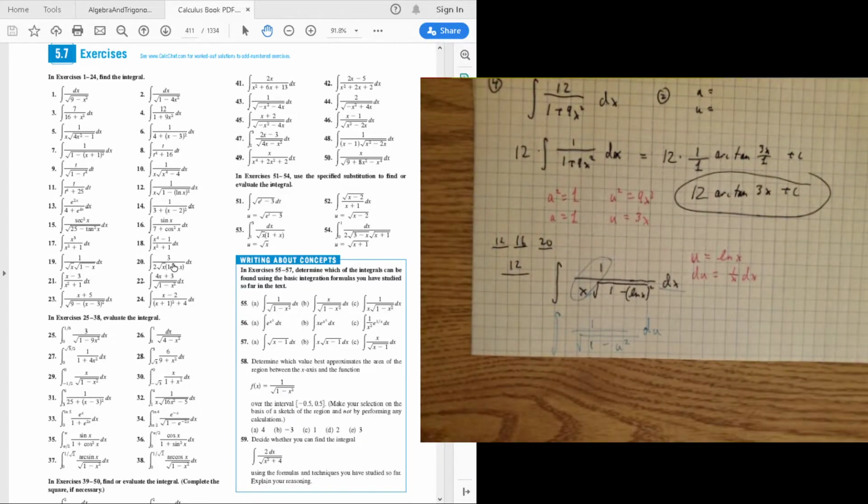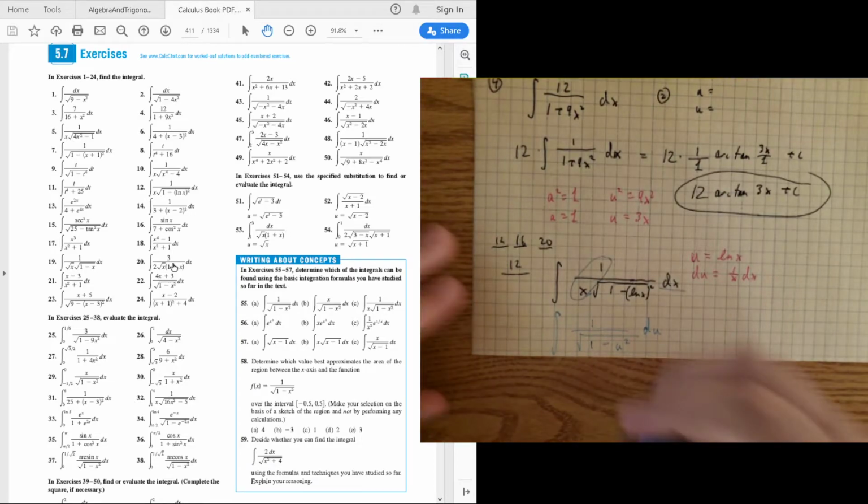Like so. Oh, that's a little light. Dang, I forgot this pen does that. Okay, let's try this one.